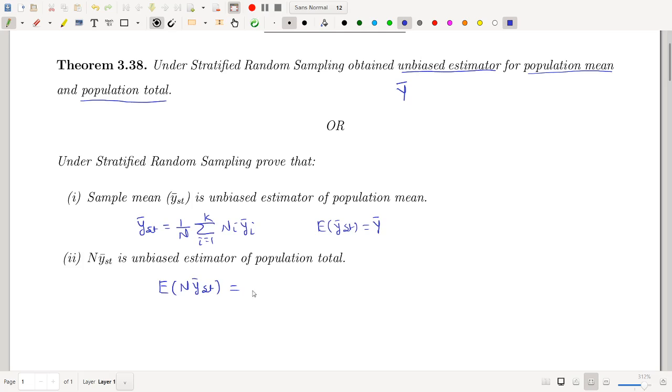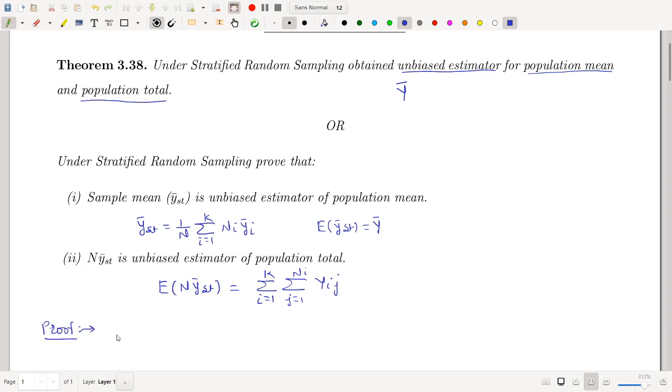In stratified random sampling, population total is like this. If you remember, population total is summation i running from 1 to k, j running from 1 to ni, capital Yij. Alright. So first thing we have to prove is expected value of Y bar st is capital Y bar, and second thing is expected value of n into Y bar st is this one. So, proof of this theorem.